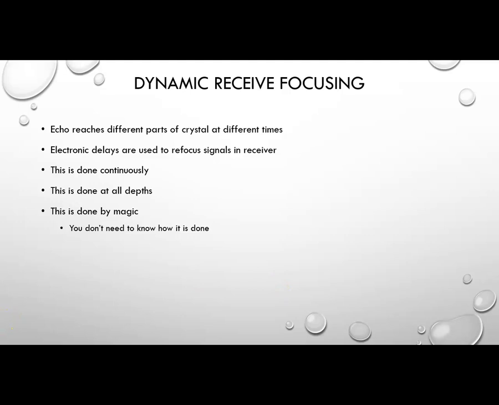So Dr. Edelman wants to introduce us to something called dynamic receive focusing. And dynamic receive focusing is just, let's read through this. It'll sum it up for us just slightly. Each echo that comes back to the transducer reaches different parts of the crystal at different times. Dynamic receive focusing is just simply an electronic delay that the manufacturers use to refocus the signal in the receiver. And this is done continuously. It's done at all depths, and all you need to know is it's done by magic. You don't need to know how it's done.